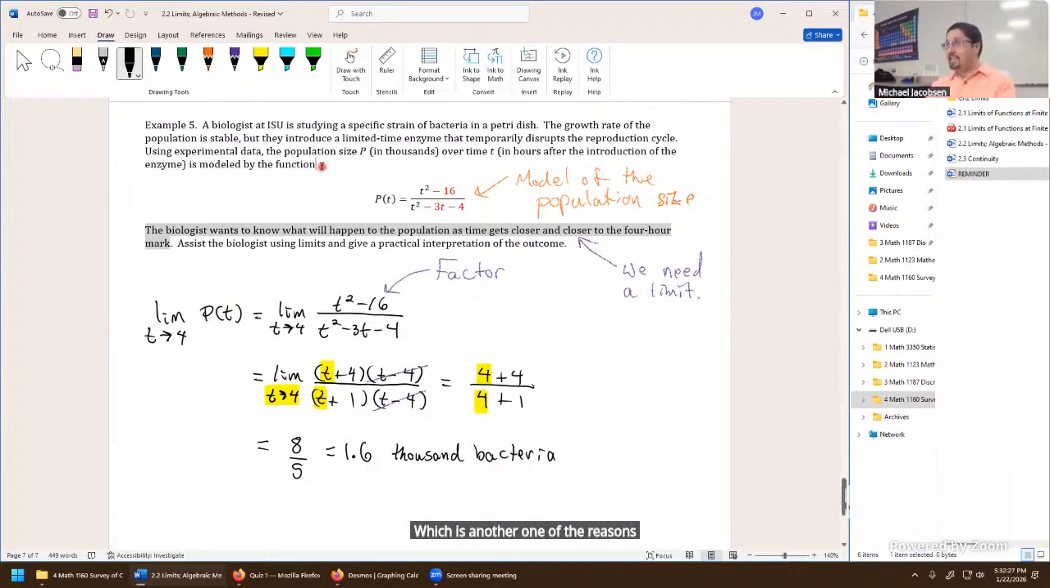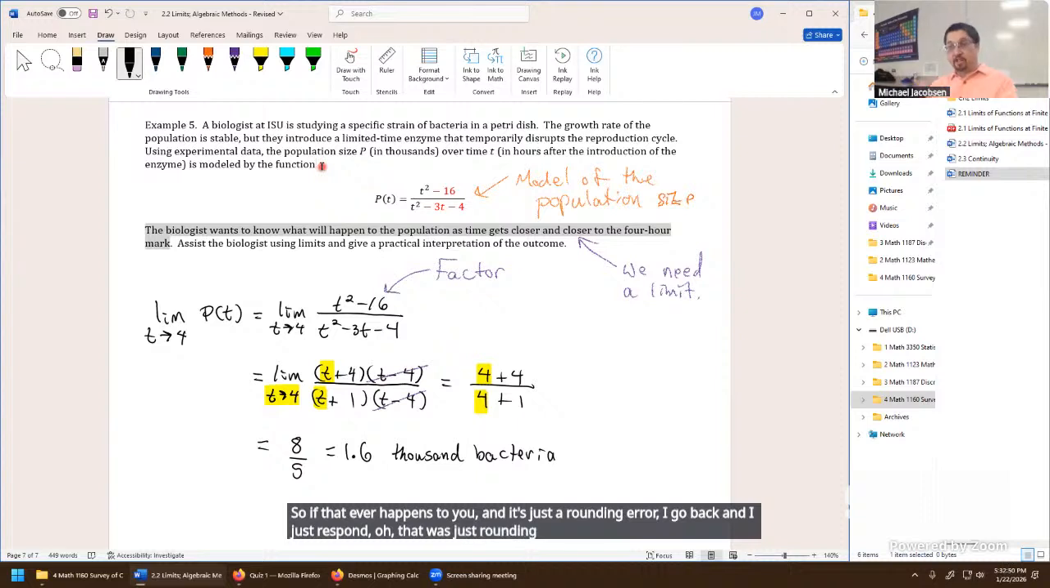which is another one of the reasons actually, now that you mention it, that I accept limited tries on the WebAssign homework, because sometimes when they say round to 2 decimal places and the answer is 1.57, but you said 1.58 just by mistake, they sometimes mark that as incorrect, and it's extremely frustrating. So if that ever happens to you and it's just a rounding error, I go back and I just respond, oh, that was just rounding. You did the right problem. They're expecting this number. So it's not going to be as much of a headache. Other questions so far?